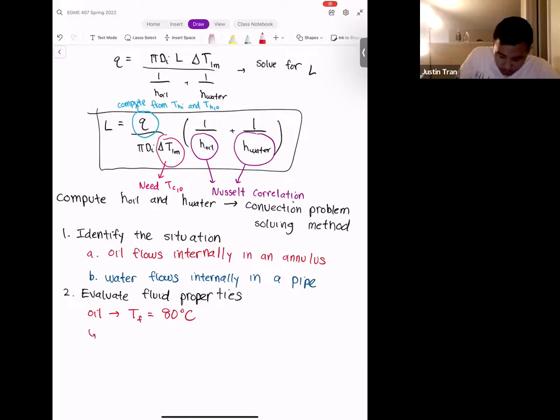All right, if we do that, we end up with the following properties. You can look this up in a table, and for this particular problem, I use table A5 in the book. We have Cp of 2131 joules per kilogram K, a dynamic viscosity of 3.25 times 10 to the minus 2 Newton second per meter squared, and a thermal conductivity of 0.138 watts per meter K.